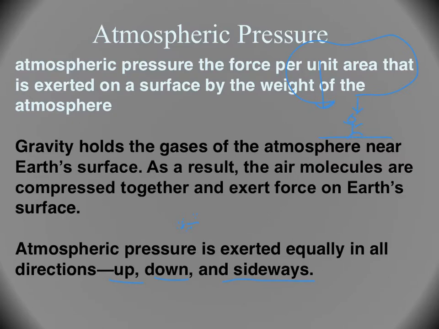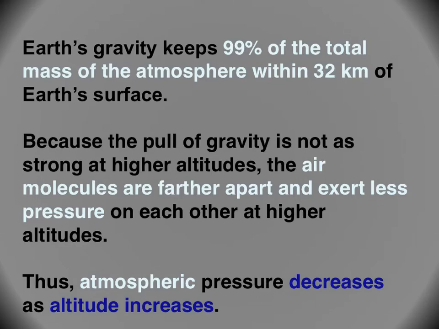That's what makes it not so noticeable, because it's spread throughout your whole body equally. Earth's gravity keeps 99%, almost all of the mass of the atmosphere, within 32 kilometers of the Earth's surface. Because gravity is pulling that atmosphere in, it doesn't dissipate and head off into outer space.